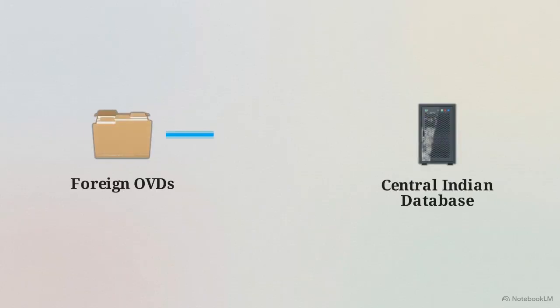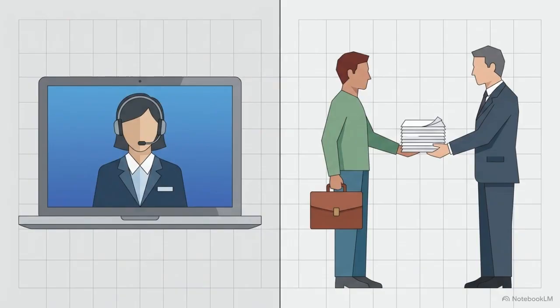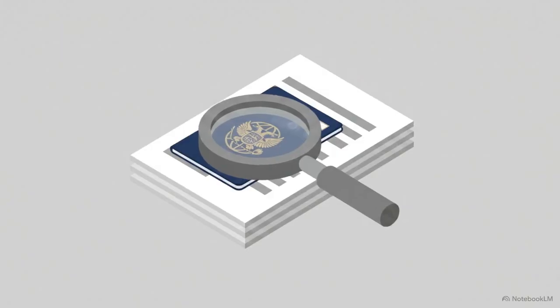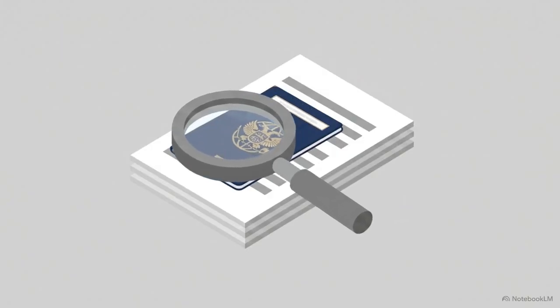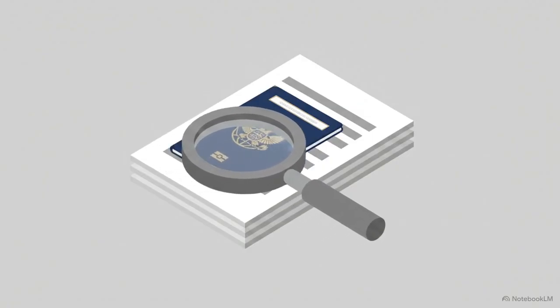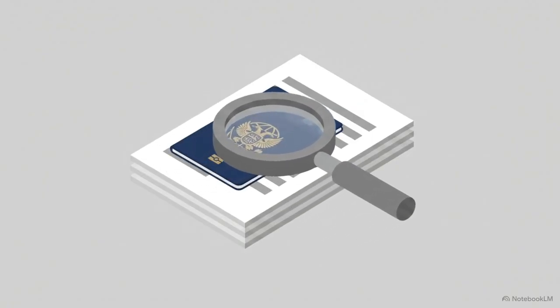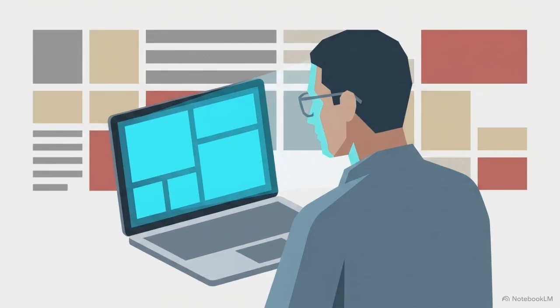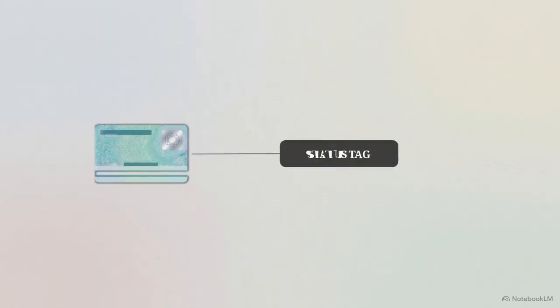Because these foreign documents can't be verified instantly against an Indian database, you have to complete an in-person verification, which usually involves a recorded video call or a physical visit to a branch. While Aadhaar allows for an instant digital verification, the document-based route involves a manual review process that requires precision and patience. To protect your holdings, start by logging into your mutual fund portal or KRA website to identify exactly which tag is currently attached to your PAN.